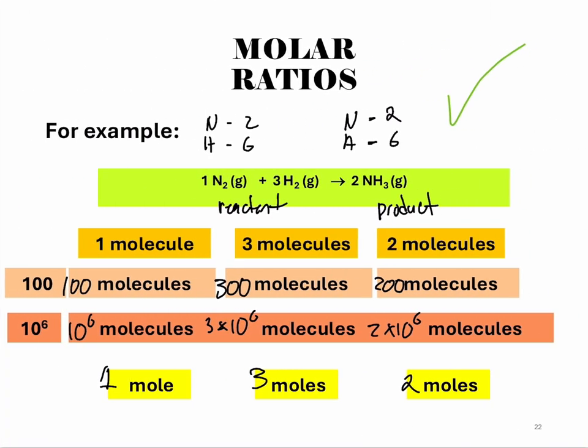So if we were to make molar ratios for this, for every 1 mole of H2 molecules, how many moles of ammonia molecules, NH3, is that going to make?